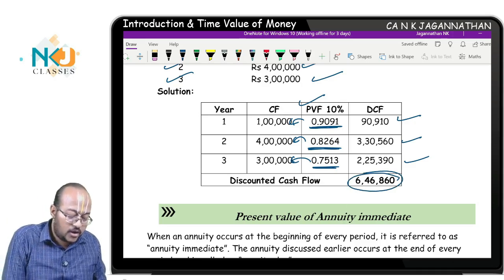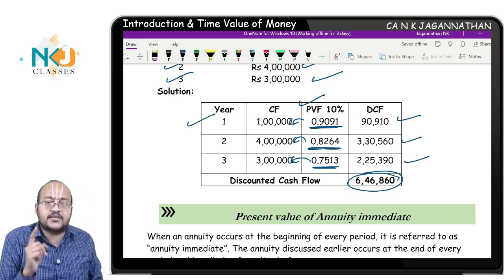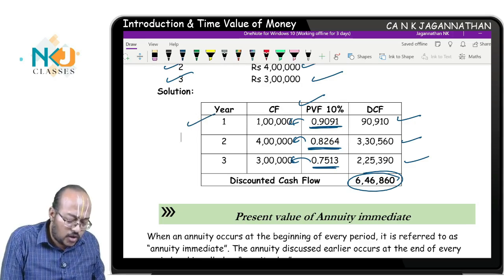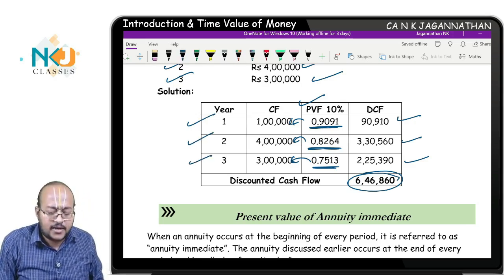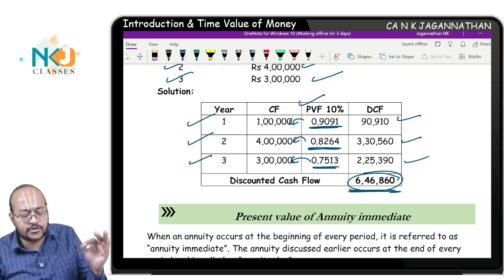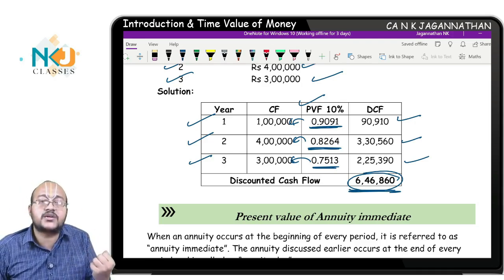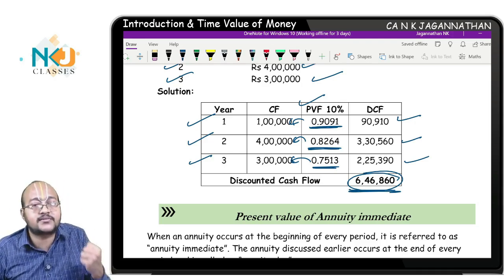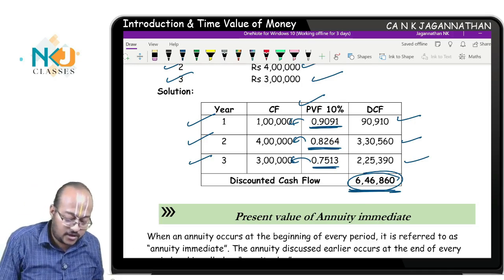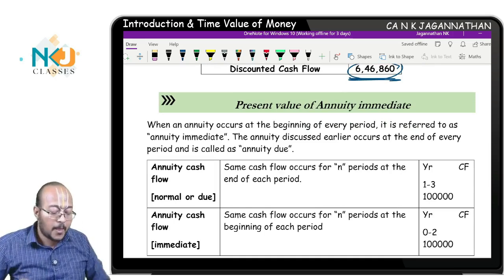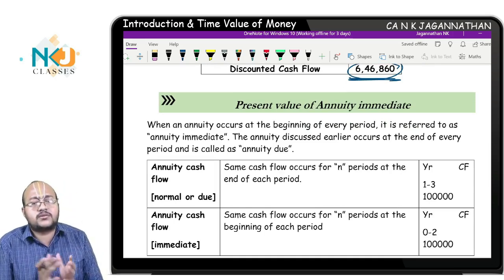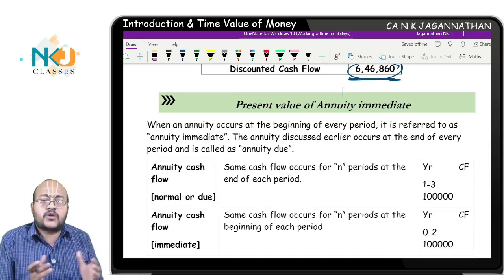Which means, very simple: 1 lakh rupees received at the end of year 1, plus 4 lakh rupees received at the end of year 2, plus 3 lakh rupees received at the end of year 3, is as good as receiving 6,46,860 today itself. It is as good as receiving this much amount, 6,46,860, today. This is the understanding. Are you understanding? Are we clear with this? Shall I proceed? I'm quickly discussing because I can't keep on dragging this.